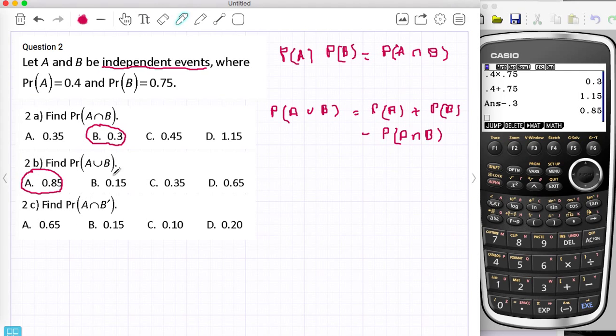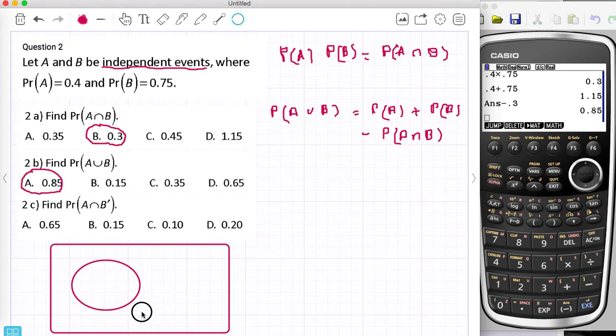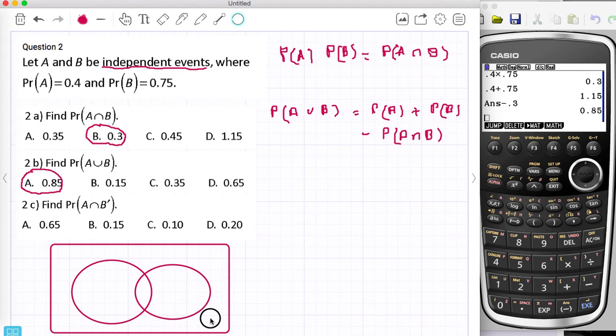This one here requires a little bit more work, and I'm just going to illustrate this with a Venn diagram. So the last one, let's have a nice Venn diagram. I'll put some circles into this Venn diagram here. So one circle there. Okay, the first circle is the probability of A, and the second circle is the probability of B.